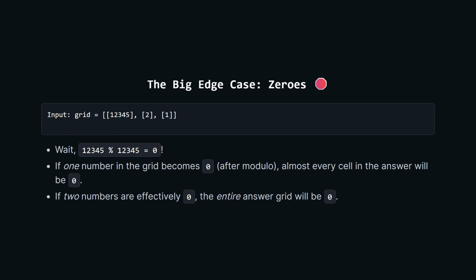There is a sneaky edge case to watch out for, which is highlighted in the second example. Notice one of the input numbers is exactly 12,345. Because our modulo is also 12,345, that number effectively acts like a 0. And what happens when you multiply anything by 0? It becomes 0. So if any number in the grid is a multiple of our modulo, most of our answer grid is just going to be filled with zeros. Our code needs to handle this naturally without us writing special rules for it.